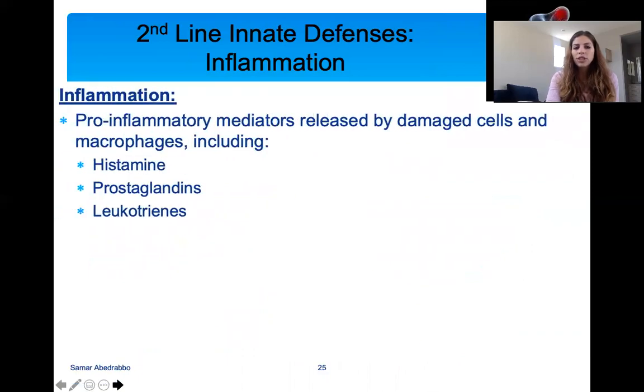So with inflammation, you have different chemicals that are released so that you can get inflammation going. These are called pro-inflammatory mediators. So when cells are damaged or infected, you get these pro-inflammatory mediators released. And these chemicals that are released to say that we need to get inflammation going are histamine, prostaglandins, and leukotrienes. And this is why you see a lot of antihistamine drugs. So when people have too much inflammation, we see antihistamine drugs. We're going to learn about it during allergies later on.